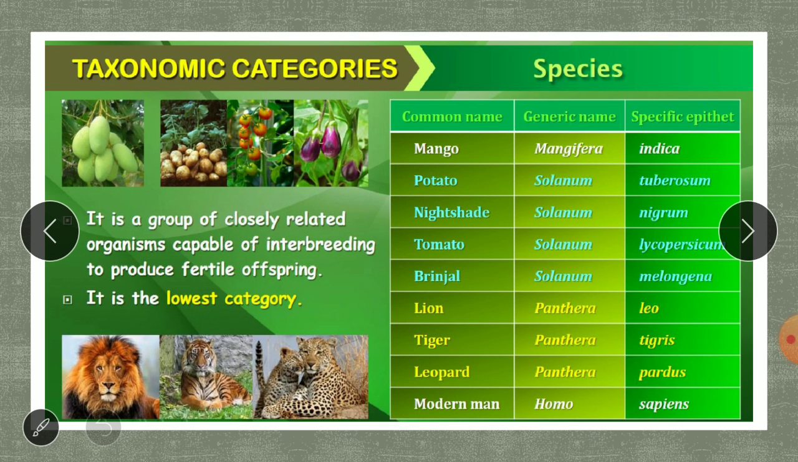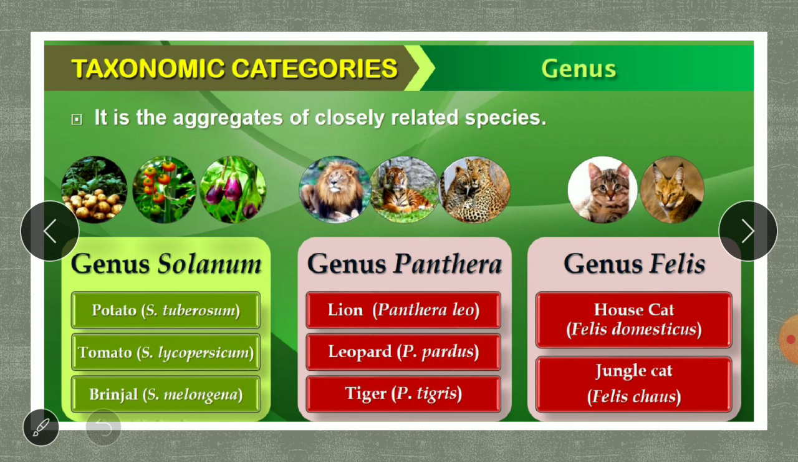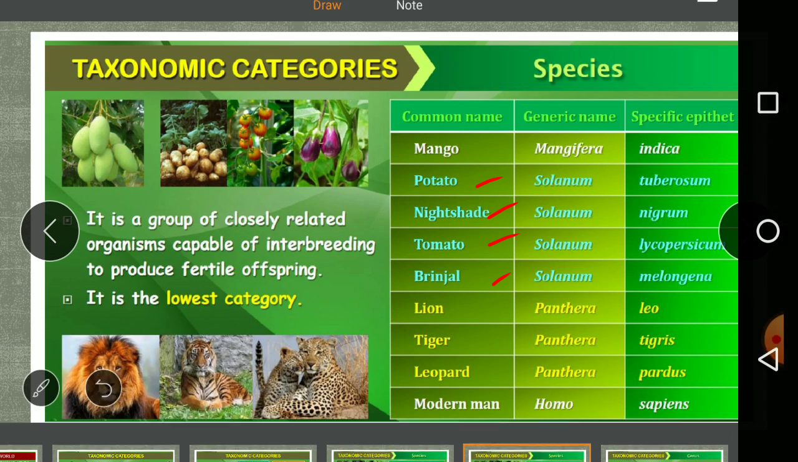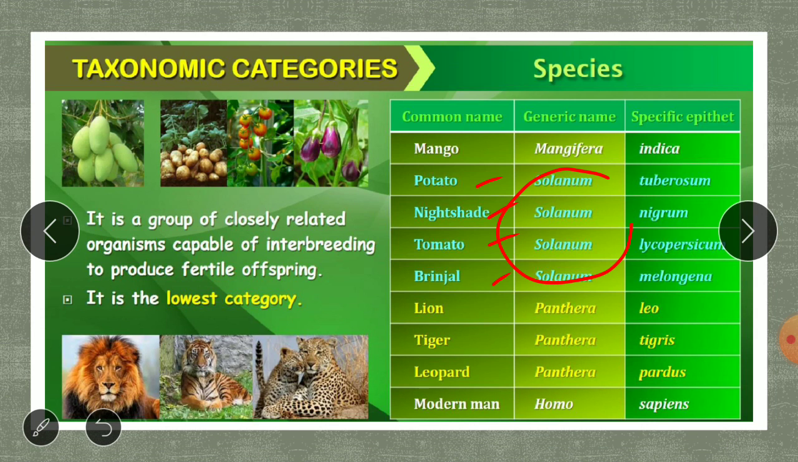After the species, the next one is going to be genus. What is genus? The species which are closely related to each other are put in one genus. So it is the aggregate of closely related species. As I was giving you the example, potato, nightshade, tomato and brinjal all belong to a common genus, that is Solanum. They are of different species, but all of these have common features.